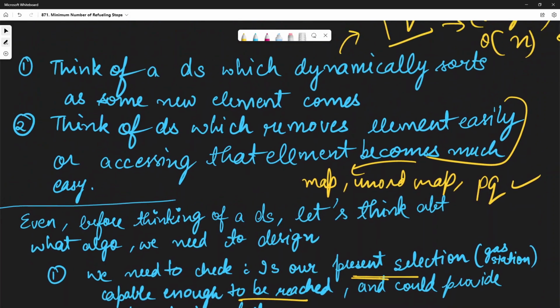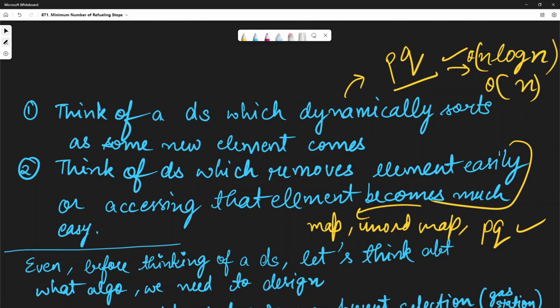So now comes the part of how we can figure out the data structure. Think of a data structure which dynamically sorts as new elements come into it. That data structure is directly a priority queue. And then think of a data structure which removes elements easily, or where accessing elements becomes much easier. In that criterion, map, unordered map, and priority queue are all preferable. But satisfying both criteria, we can see the priority queue is the best, and that's why we would be using a priority queue here.